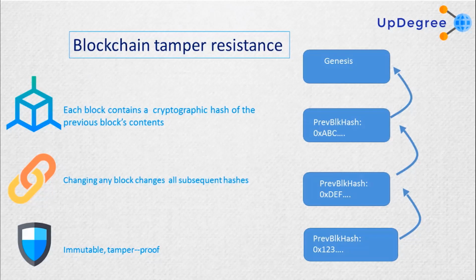So that's how you see. If you change one previous block, it goes back to the whole thing, and it's immutable. You can't reverse it. It's very, very difficult. So that's why we call blockchain tamper resistant. Every block contains a cryptographic hash of the block's contents. Any change in one block will subsequently change the whole hash, and it's immutable and tamper proof.